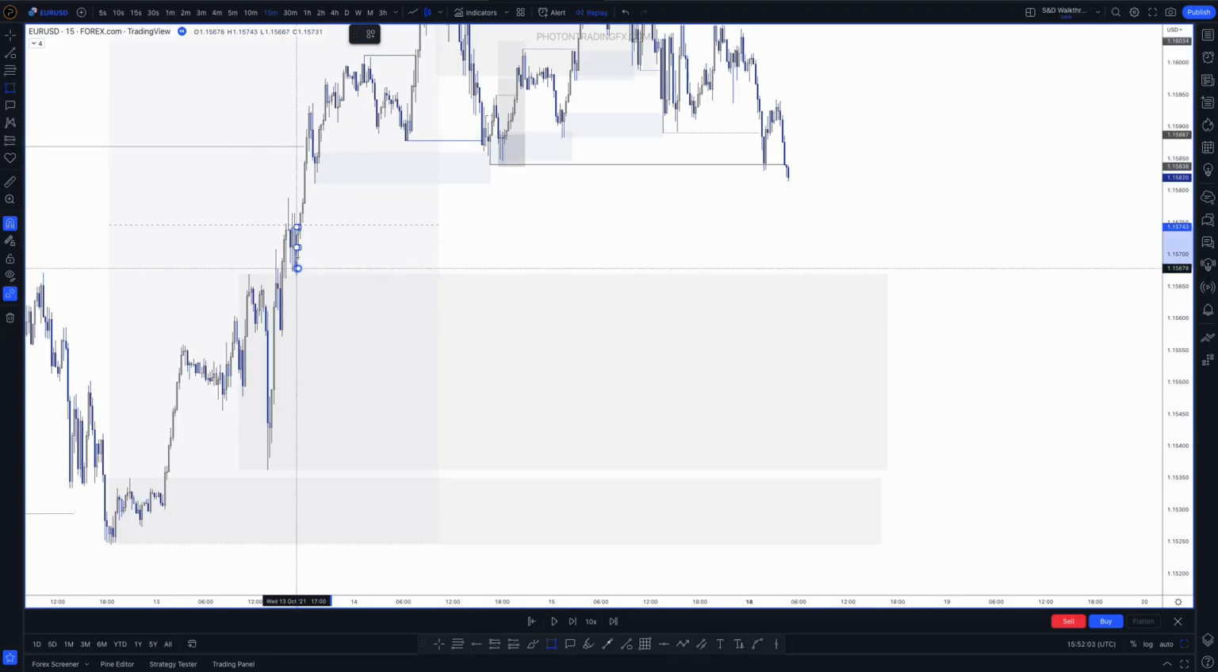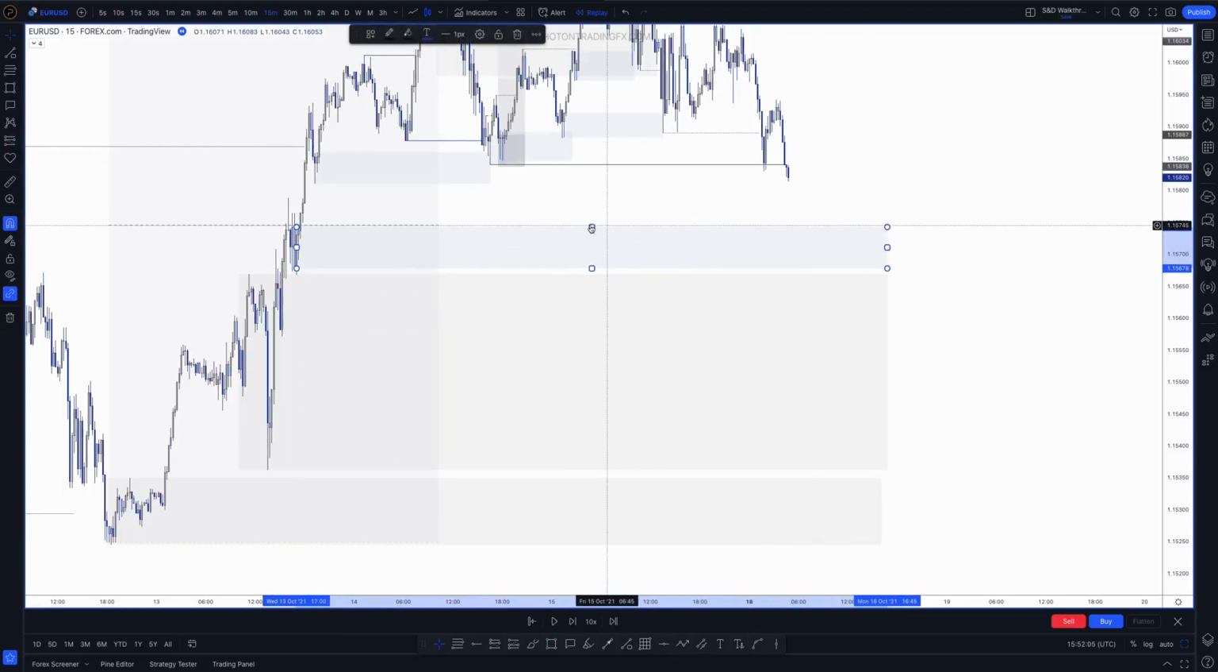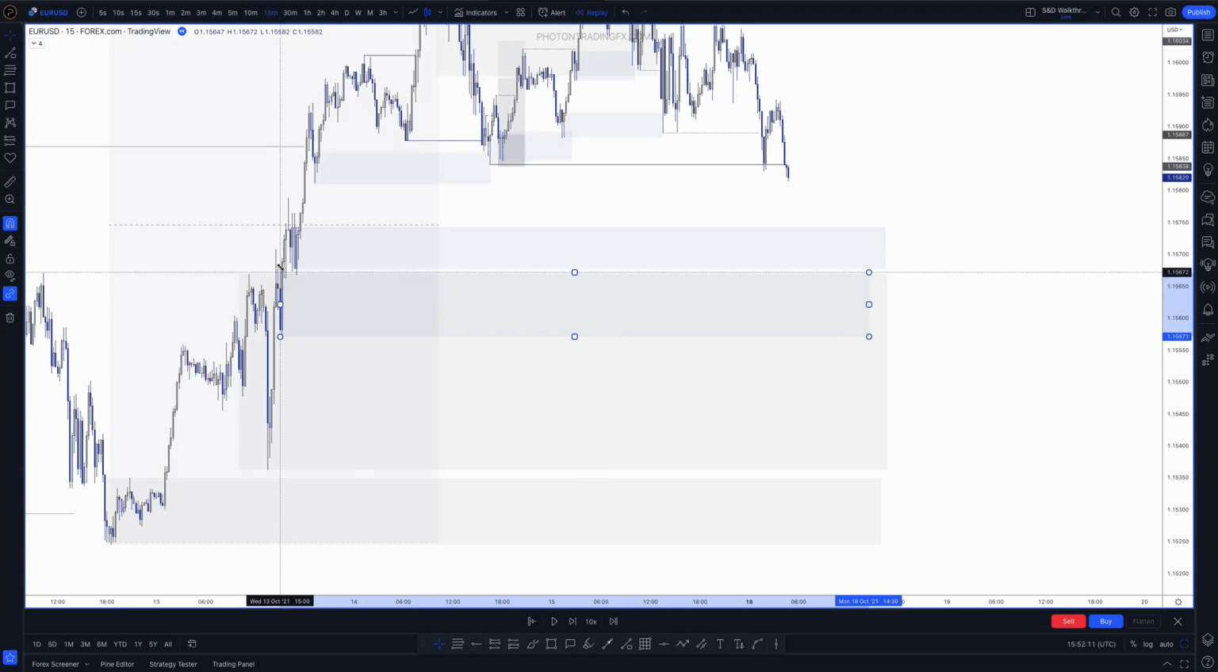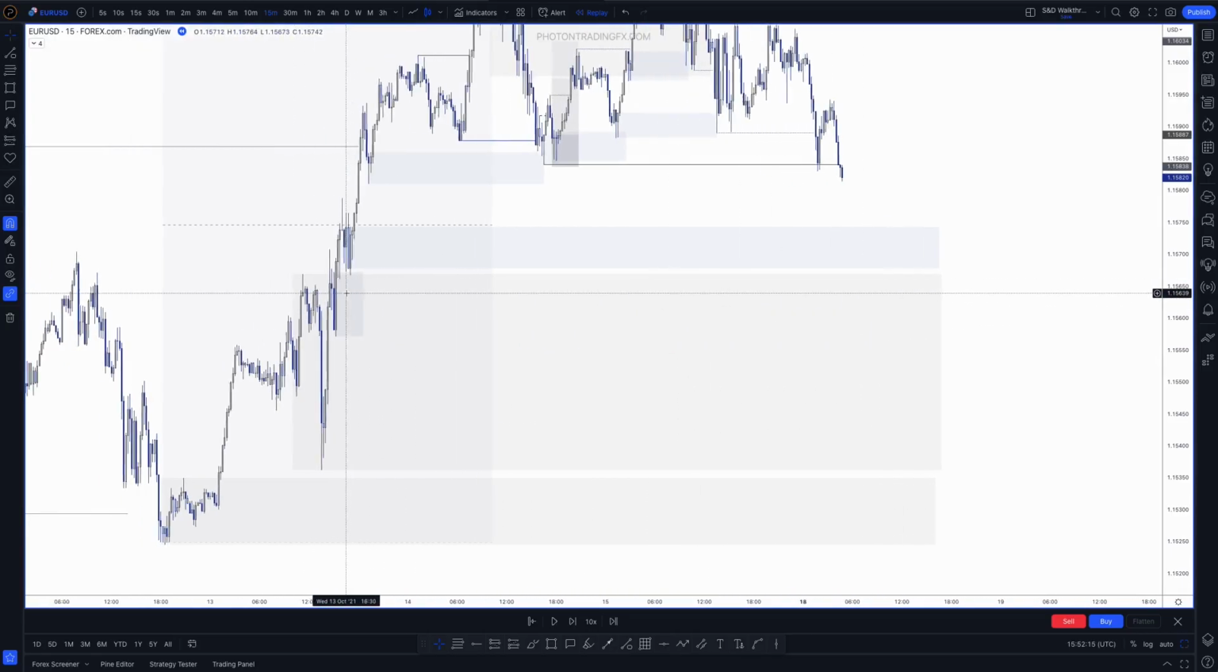So we've got this level here, right? And then we've got this level here as well. It's kind of already been mitigated, so that's not the best. You see we've already had that tap into it. So what I would do is I would draw it like that if this was a live market.